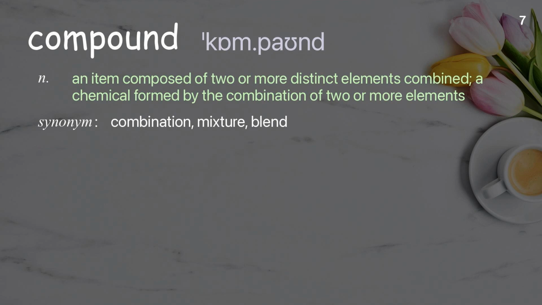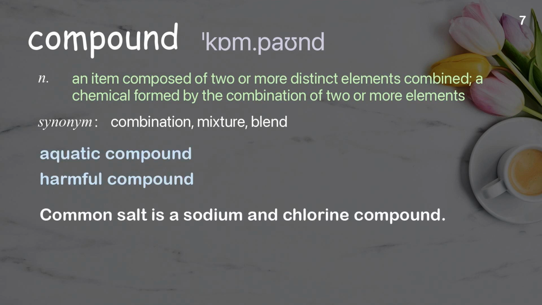Compound. An item composed of two or more distinct elements combined; a chemical formed by the combination of two or more elements. Examples: Aquatic compound. Harmful compound. Common salt is a sodium and chlorine compound.